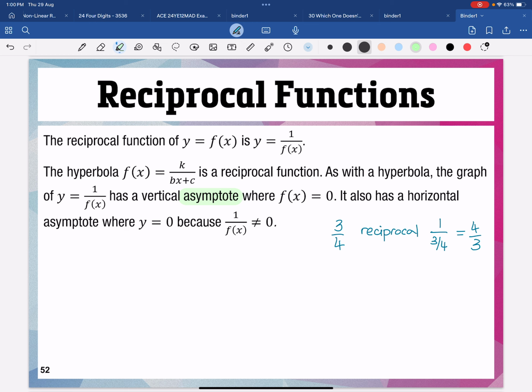So we have vertical asymptotes where f of x equals 0, and also horizontal asymptotes where y equals 0, because there is no number that I can substitute for f of x which will result in 0. 1 divided by, and there's nothing that will give me 0. So for that reason, we've got multiple asymptotes happening with reciprocal functions.